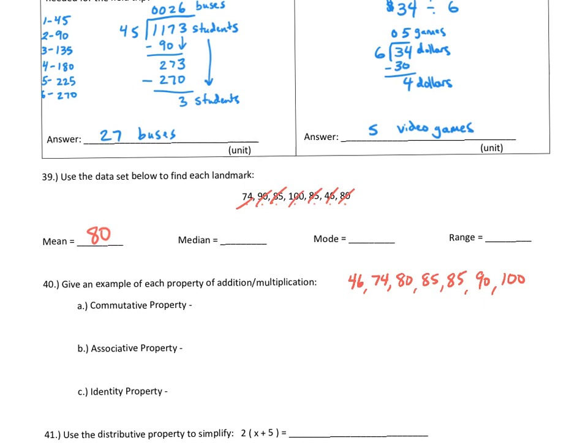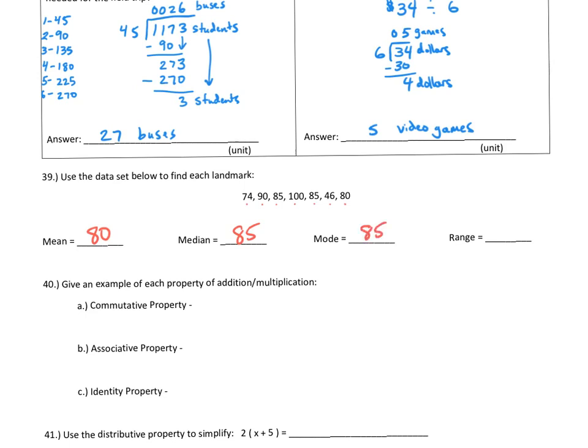I'm trying to find what number would be in the middle, so I'm going to mark out the smallest and the largest, the smallest and the largest, the smallest and the largest, and I'm left with the median, 85. The mode of data is the most frequently occurring number, so I'm just going to look at my data and figure out what number I see the most of, and the number I see the most of is 85.